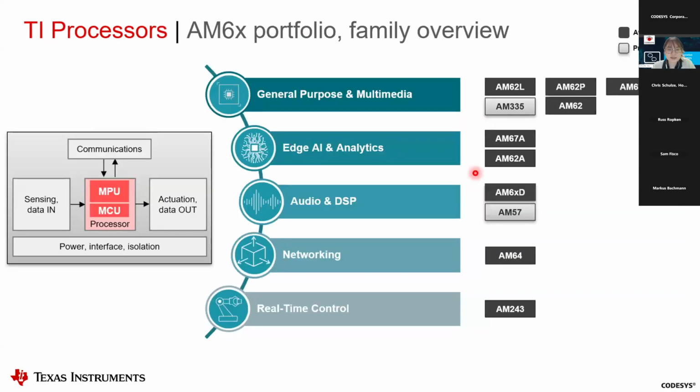So here is a quick overview of the portfolio of our AM6 family of processors. We cater to a multitude of different sectors within the industrial application use case, including general purpose, networking, and real-time control, which are especially relevant for a PLC end product.